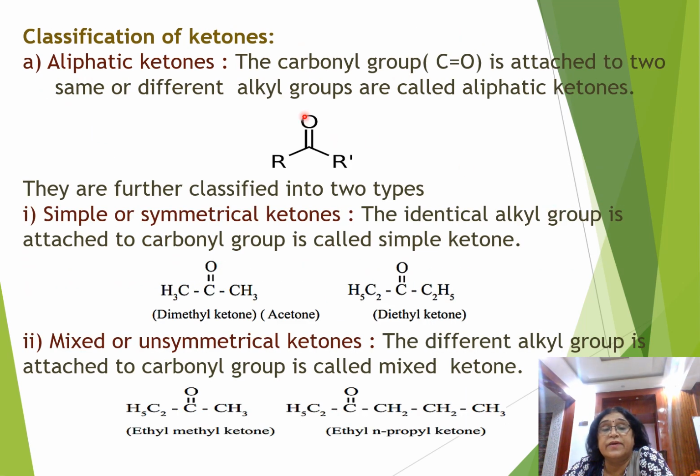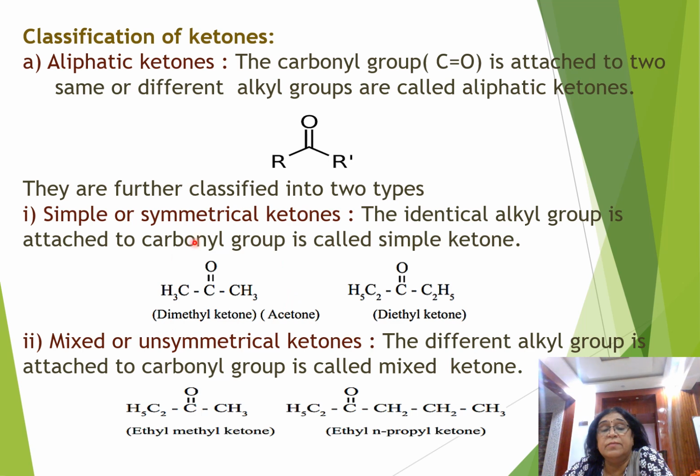Then ketones are classified into aliphatic ketones and aromatic ketones. Aliphatic ketones means the C double bond O group is attached to the same or different alkyl groups. Now these aliphatic ketones are further divided into simple ketones and mixed ketones. Simple ketones are also known as symmetric ketones. That means the C double bond O group is attached to the same alkyl groups on either side. Then it is called a simple ketone.